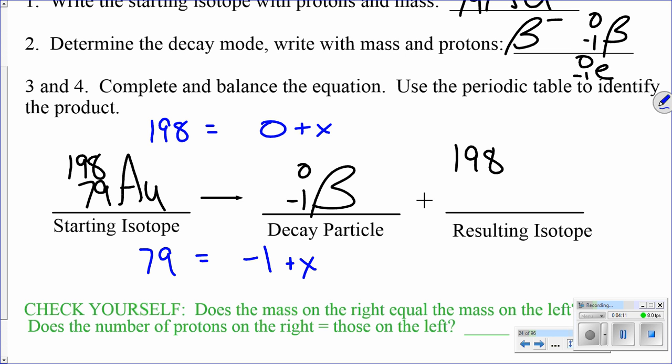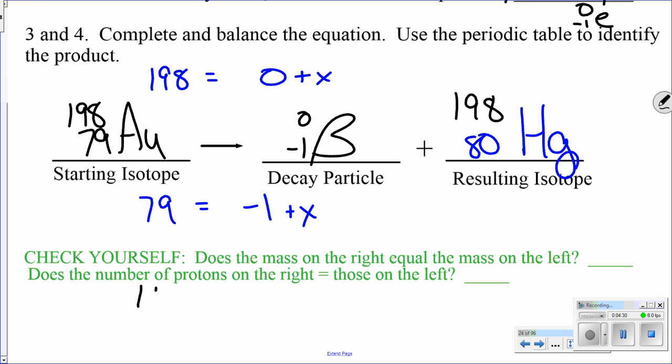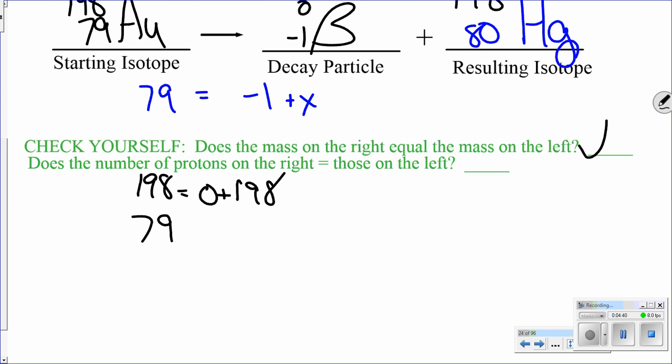So 79 minus negative 1 is actually 79 plus 1. So we get an 80 on the bottom. So then I'm going to look up element number 80, which is mercury. So your nice piece of gold turned into mercury. Then we're going to check the tops and the bottoms. So on top we have 198 equals 0 plus 198. That checks out. On the bottom we have 79 equals negative 1 plus 80. That checks out as well.